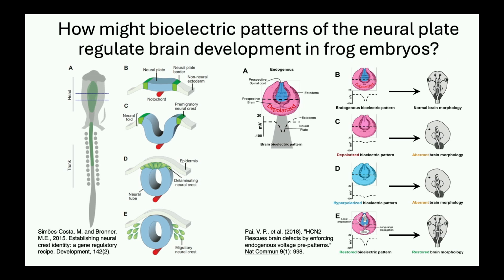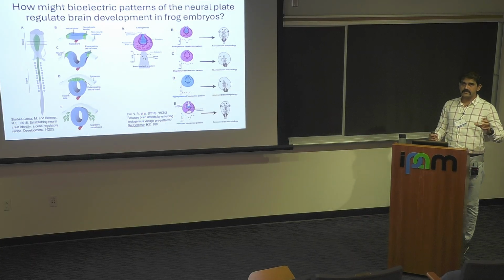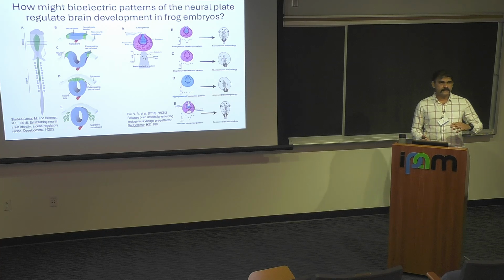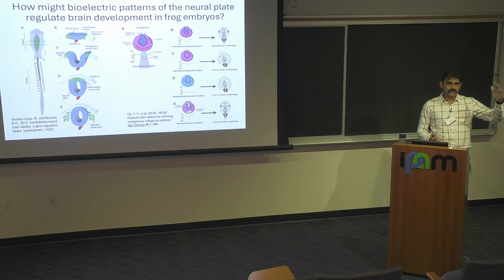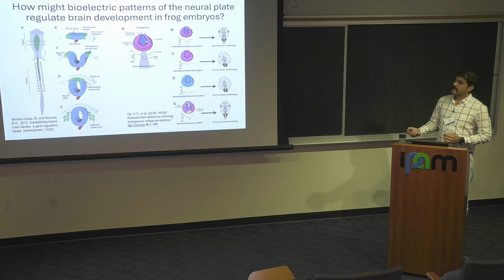So what Weibo Pai in our lab and others discovered in 2018 was this: at this early stage of the embryo, when it has a neural tube, there is a characteristic bioelectric pattern. What do we mean by bioelectric pattern? It's basically a spatial profile of cellular membrane potential. Every cell has a membrane potential, and it ranges between about -5 millivolts, which we call depolarized, to about -55, -60 millivolts, which we call hyperpolarized.